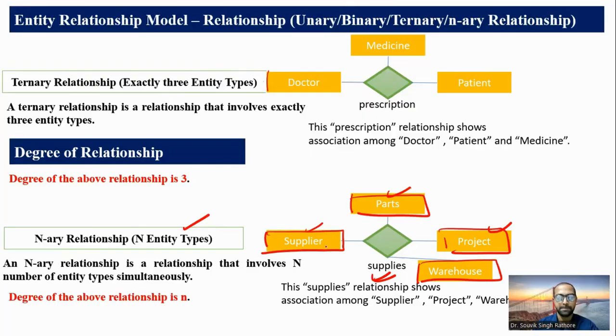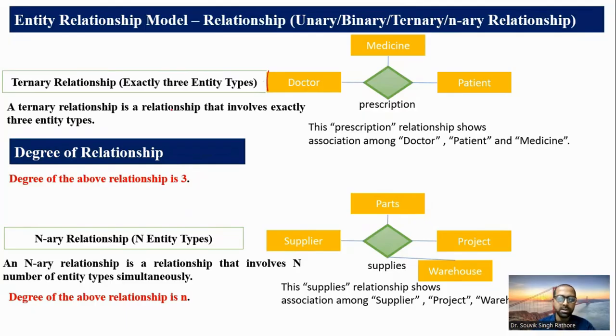So when we summarize all the things that we covered in this lecture: if a relationship is unary, it has only one entity type and the degree is 1. If the relationship is binary, there are two entity types and the degree of relationship is 2. If the relationship is ternary, we have three entity types and the degree of relationship is 3. And finally, if the relationship is n-ary, then n entity types will be participating and the degree of relationship will be n.